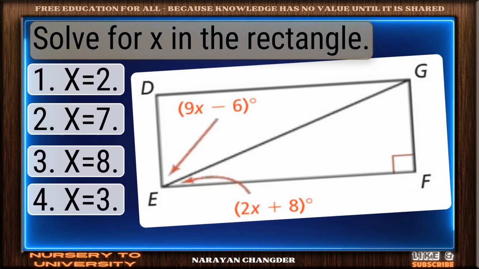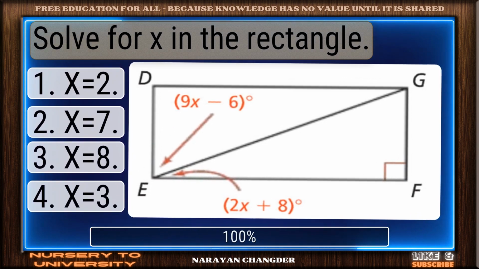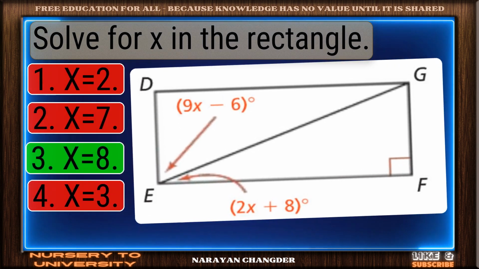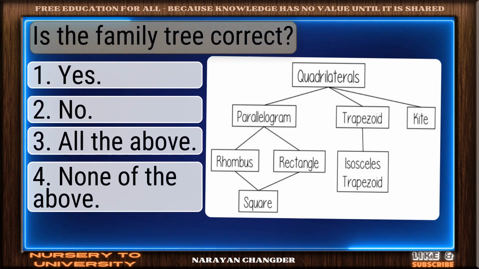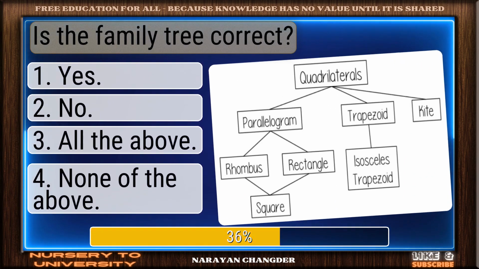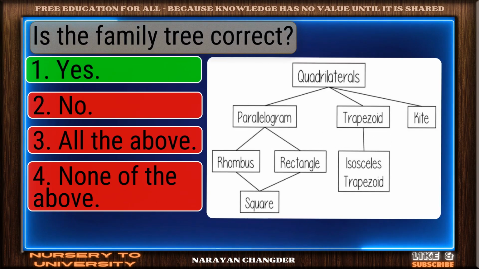Question number 36. Solve for x in the rectangle. Valid point. X equals A is true. Question number 37. Is the family tree correct? You chose yes, and it is correct.